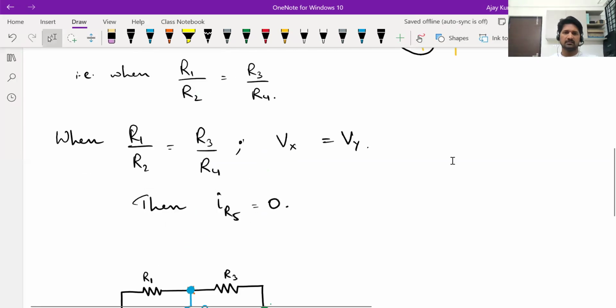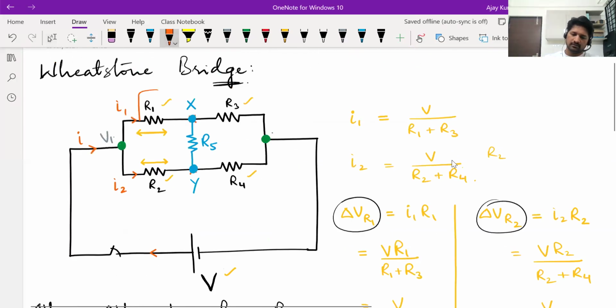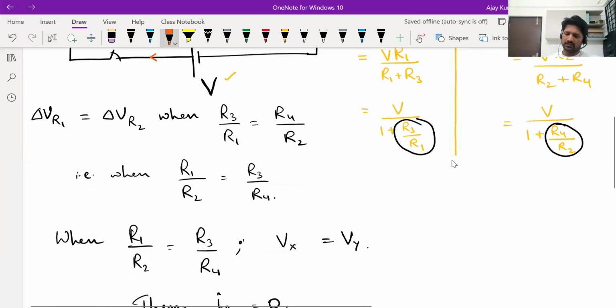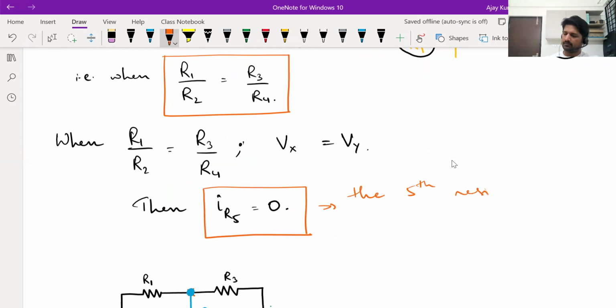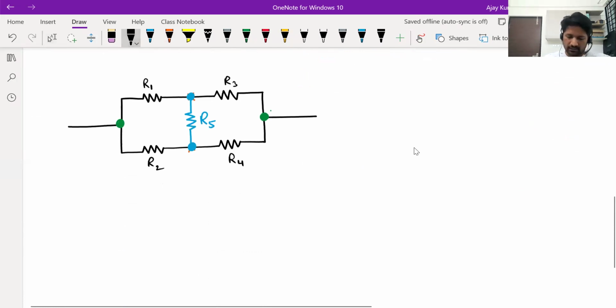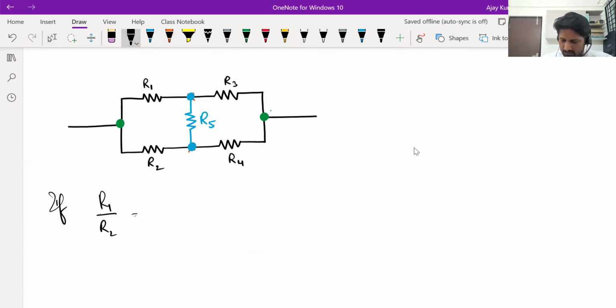So one thing you can check is the ratio of resistors on the left side, R1 to R2. Check if it is equal to the ratio of resistors on the right side. If that ratio is equal, if R1 by R2 is equal to R3 by R4, what can we say? That current in the fifth resistance will be 0. And if current in the fifth resistance is 0, it means the fifth resistor doesn't matter. So what if it doesn't matter? If the ratio R1 by R2 is equal to R3 by R4, R5 can be ignored.